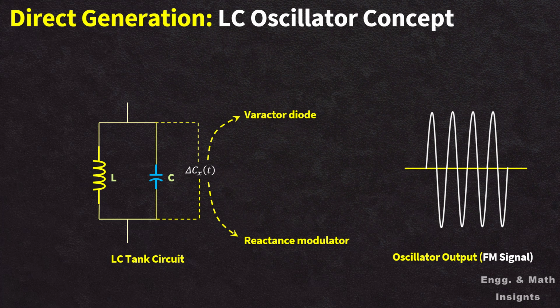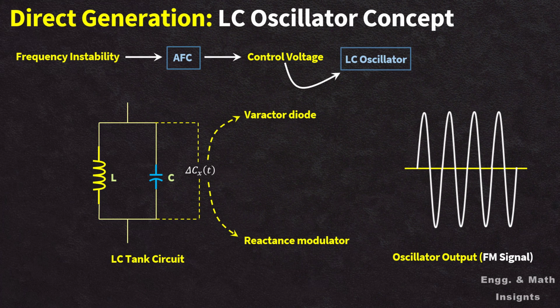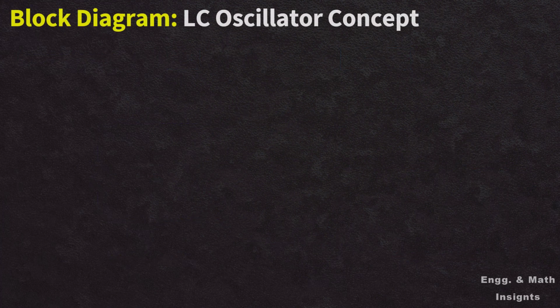However, because the LC oscillator is used as carrier generator, the frequency stability becomes a challenge. Therefore, in real transmitters, this method is often combined with automatic frequency control or AFC to keep the carrier locked to the assigned channel. Despite this limitation, the LC oscillator method remains one of the most straightforward and elegant ways of generating wideband frequency modulated signal. So let's understand the block diagram of this LC oscillator method or direct generation of wideband frequency modulated signal.